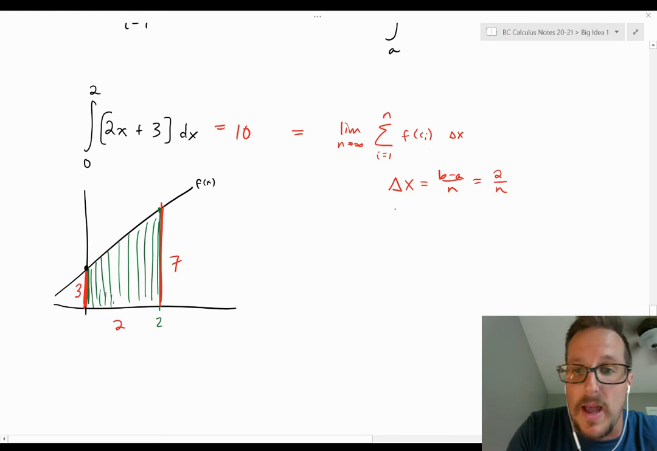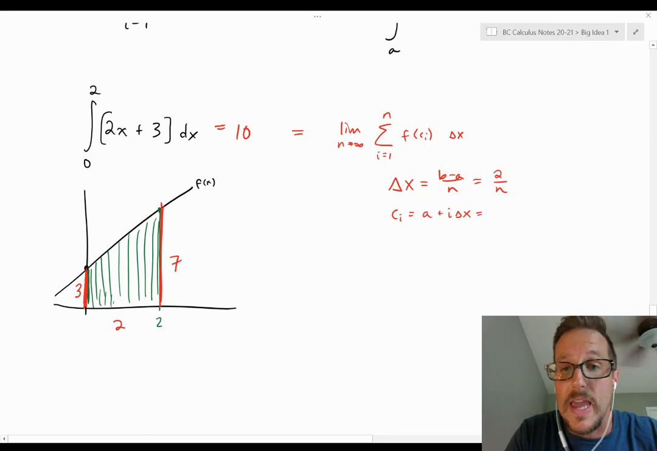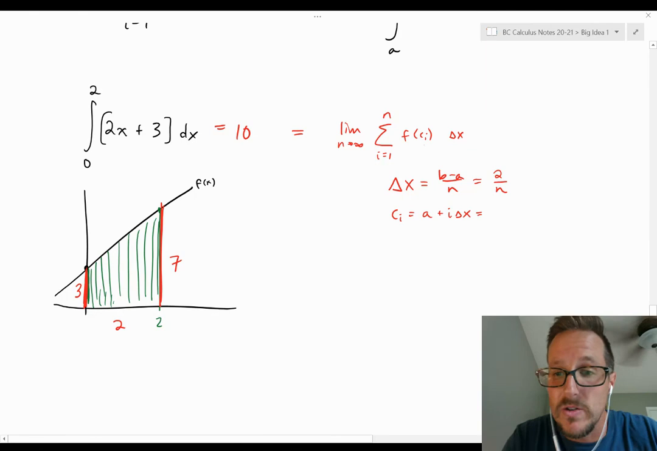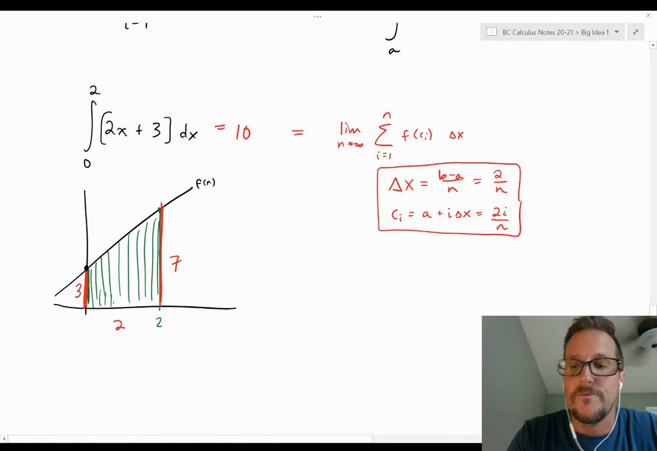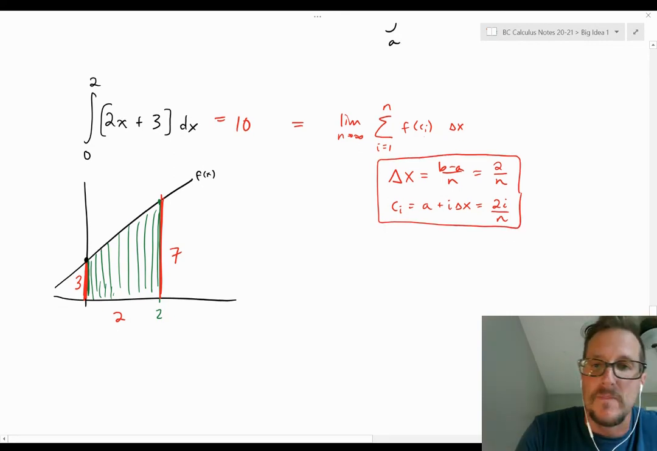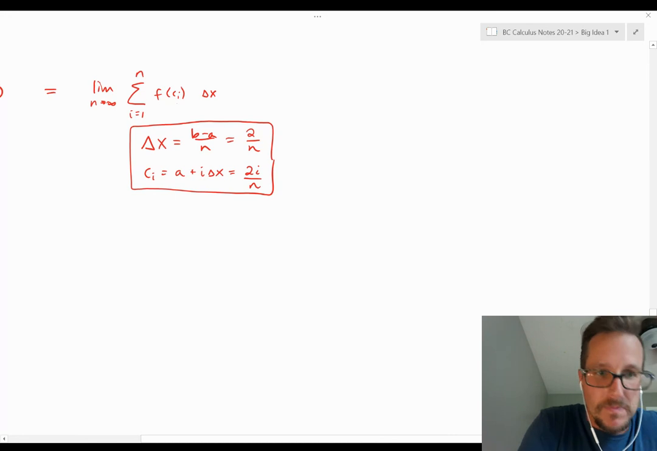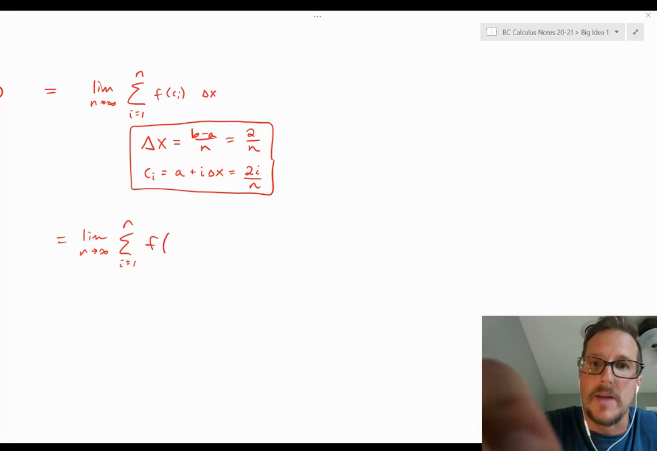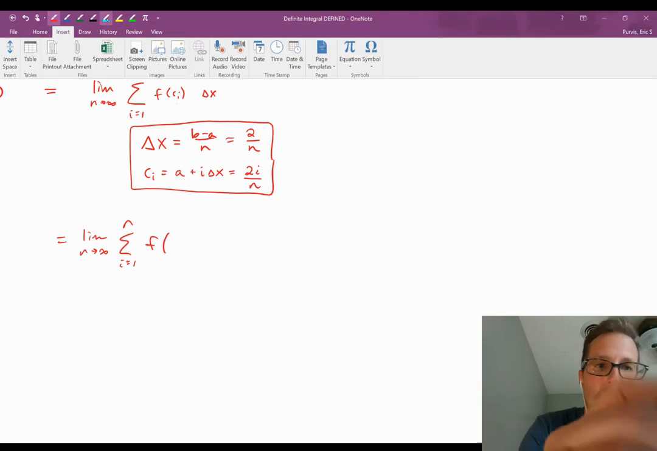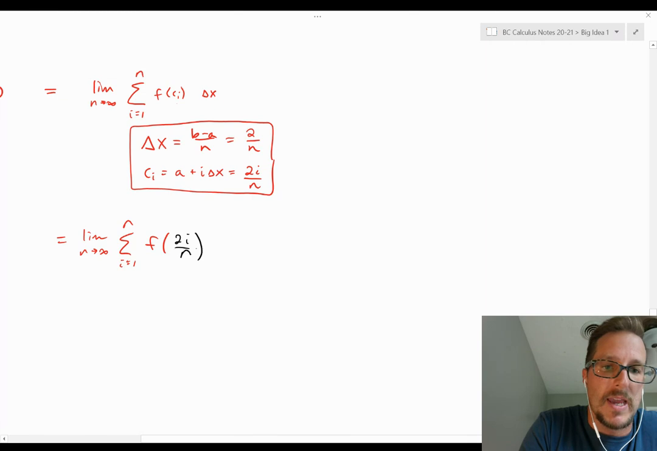Now we need c sub i. c sub i is a plus i delta x. Well, the value of a is 0. Delta x is 2 over n. So now we know c sub i is 2i over n. So here are two little formulas we can now sub in. All right, let's keep this ball rolling. So we got the limit, n goes to infinity, the sum from i equals 1 to n, f of c sub i. And c sub i is 2i over n. So I'm going to sub that in. And delta x is 2 over n.